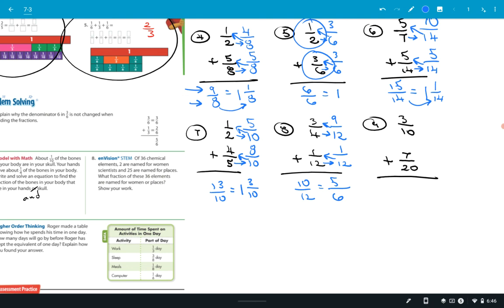All right. I would have accepted 10 twelfths. There's nothing wrong with that. But in time here, you guys will reduce all the fractions that can be reduced.